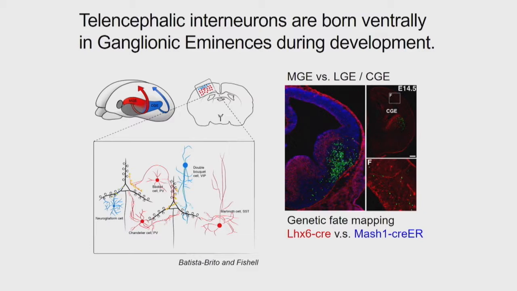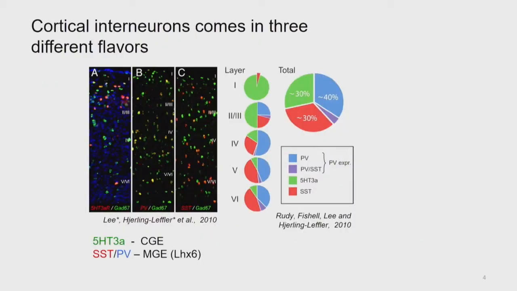And if you look at the inhibitory interneurons of the cortex, it turns out that they can be divided into three different flavors. They either express parvalbumin, somatostatin, or serotonin receptor 5-HT3A.